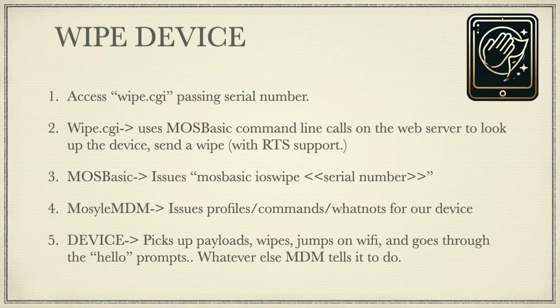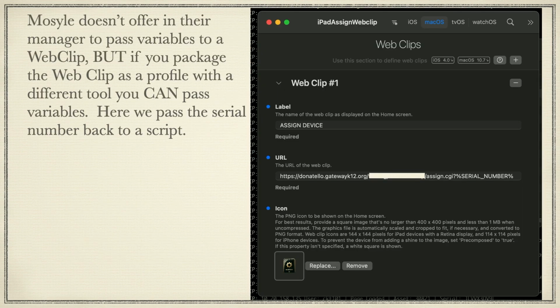The first one we'll talk about is wiping the device. So we're calling a webhook and giving it a serial number, and the webhook in turn is just calling Mosyle's API on the back end and telling it to wipe that iPad. When the iPad comes back up, it's going to grab its profiles, start pulling those apps, and pretty much be ready to hand out.